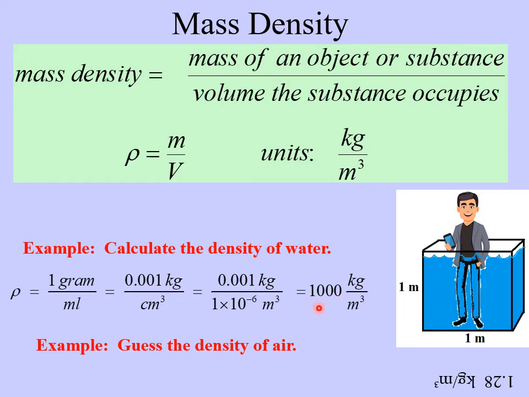Well, it would have the mass of 1,000 kilograms. In pounds, that would be over 2,000 pounds. So there's more than a ton of water in just a box this big. So water is surprisingly dense. It has a high mass density.